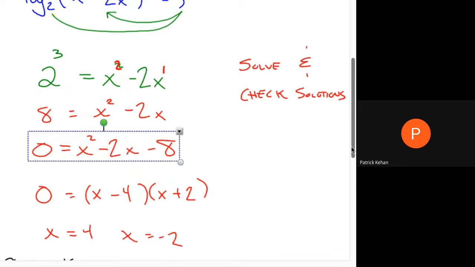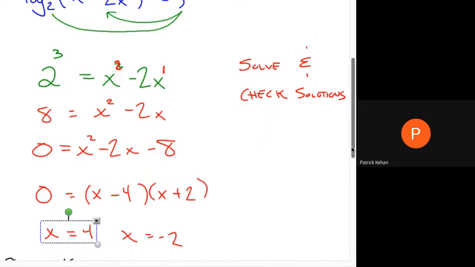Now we're here. We're going to try to factor this. We're looking for 2 factors of -8 that also add to -2. That's going to give me x minus 4, x plus 2. Use the zero product property to isolate x. So now we have x equals 4 and x equals -2.